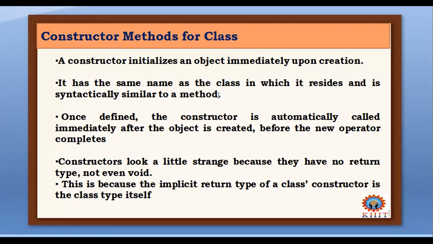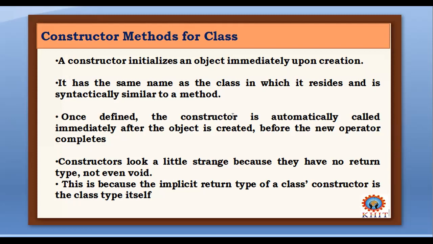Then how can we write a constructor with the same name as a class? It should reside inside the same class, and it is very similar to a method. That means you write the class name and next to it open and close brackets. It is defined as a constructor.